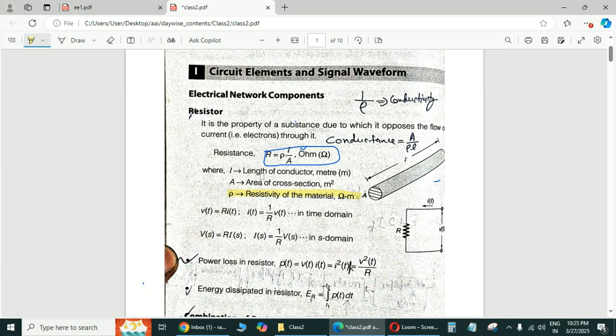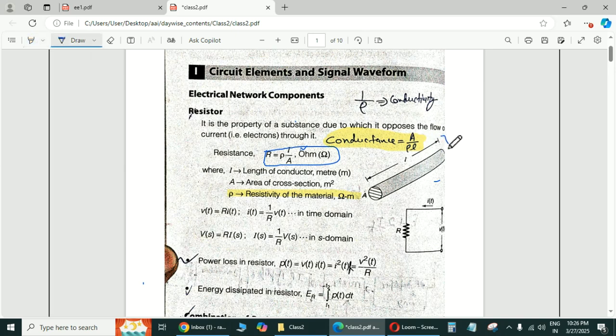And there is one more important parameter related to resistance. Inverse of resistance is called conductance. And here conductance will be equal to A divided by rho L. And what will be the unit of conductance? Conductance unit is ohm inverse, or sometimes it's called mho, or sometimes it's called Siemens. This is the symbol of mho, and Siemens is represented by the symbol S.